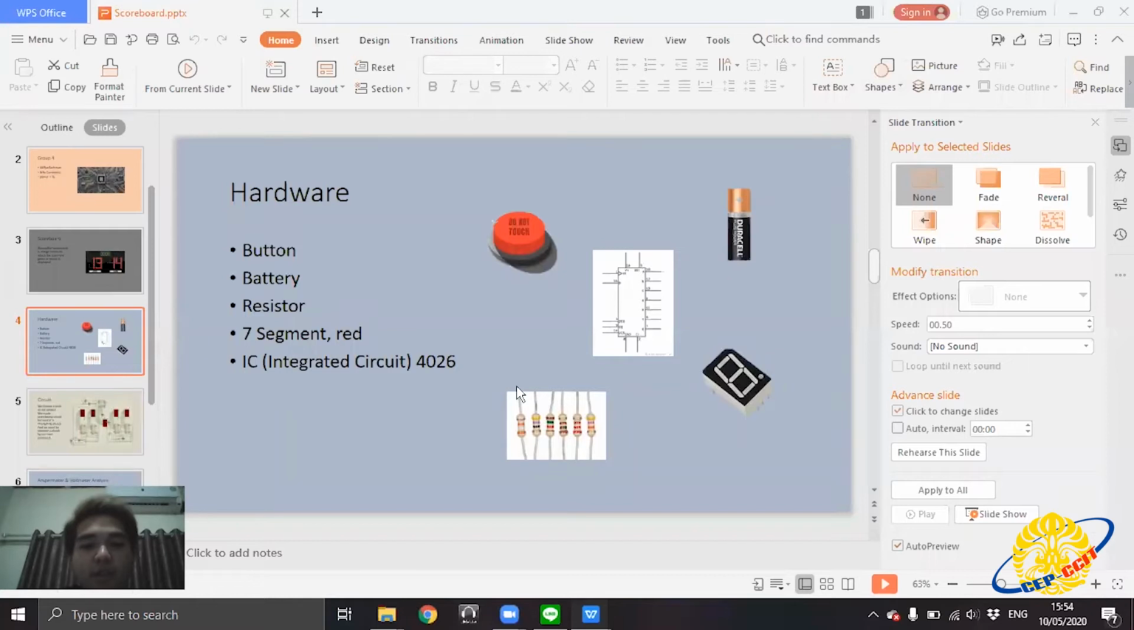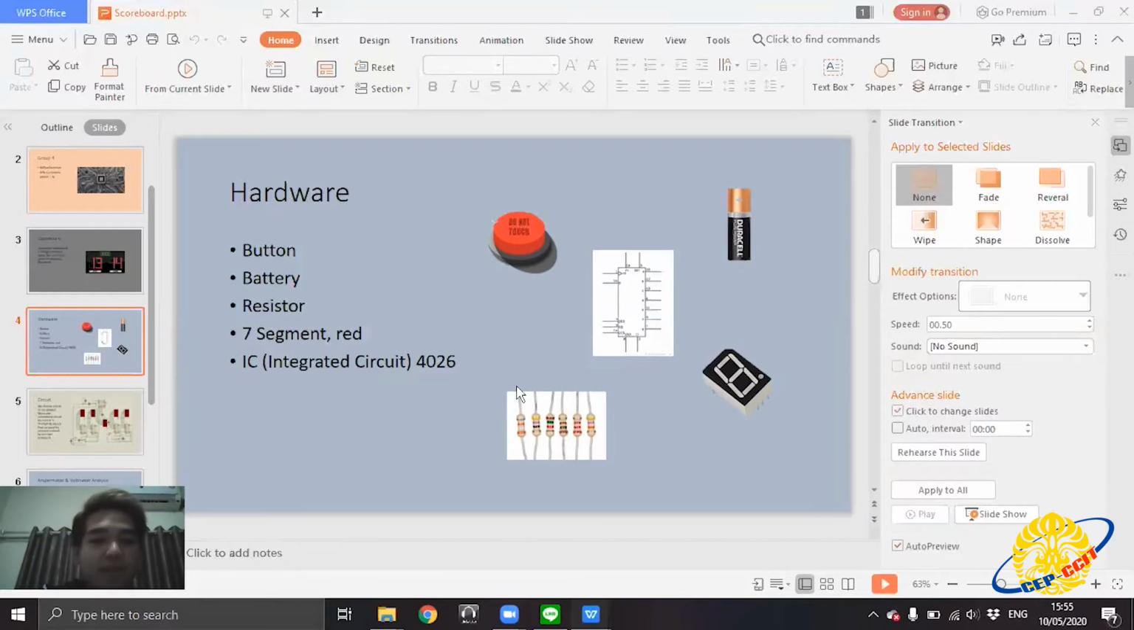These are the hardware we use in our project. First, button. A button is a momentary or non-latching switch which causes a temporary change in the state of an electrical circuit only while the switch is physically actuated. An automatic mechanism returns the switch to its default position immediately afterwards, restoring the initial circuit condition.